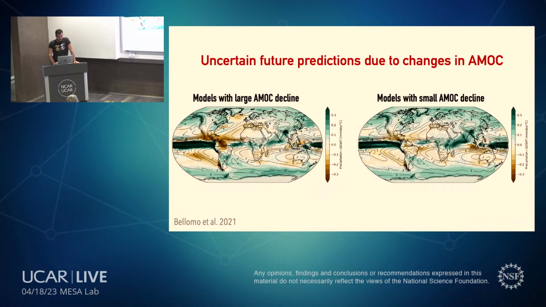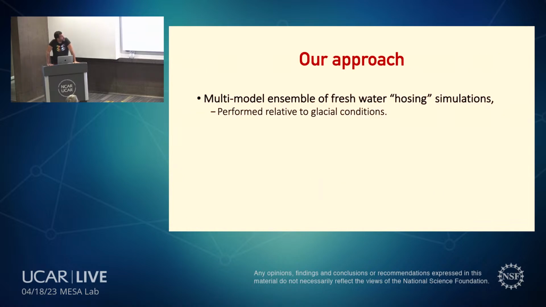So our approach was to use a multimodel ensemble of freshwater hosing simulations with one distinction, that they were performed relative to glacial conditions. So the control simulation is a Last Glacial Maximum simulation in most of them. And this is just to ensure that we have a good mean state to compare with the data.